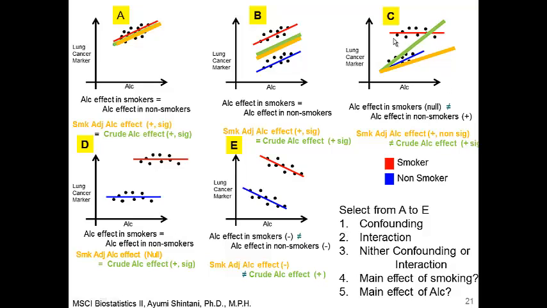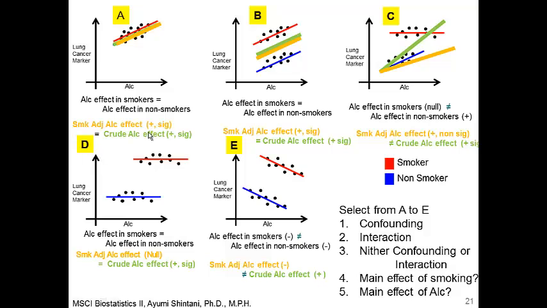And do you think there is an effect of smoking? Yes, because the value of the lung cancer marker seems larger with smokers. Do you think there is a main effect of alcohol? That I'm not sure, because if you go ahead and adjust, there may be an effect shown by the orange line, but it seems the effect only happens in the non-smoker group, but not the smoking group.